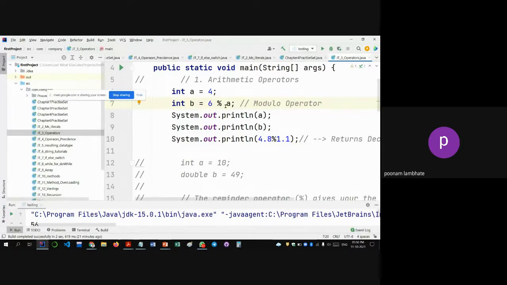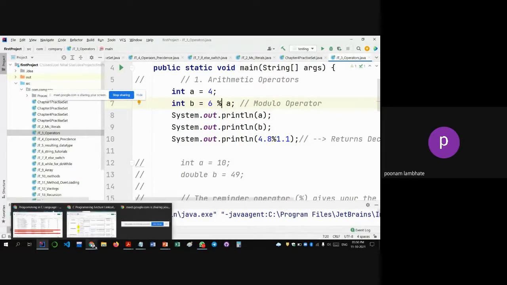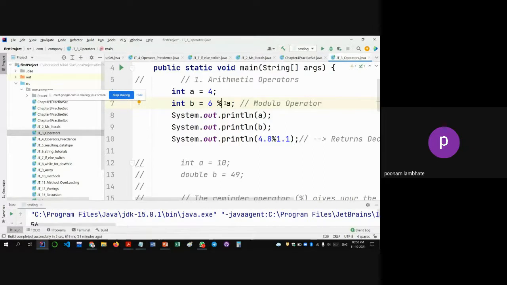Have you all executed Armstrong in your Python program in first year? Yes. Yeah, so we'll see that in Java as well later on. So here you have 6 mod a. A is 4. 6 mod 4. Now 4 ones are 4. So the remainder is 2. So it should print out 2. So the value 2 will get stored in B. Okay.